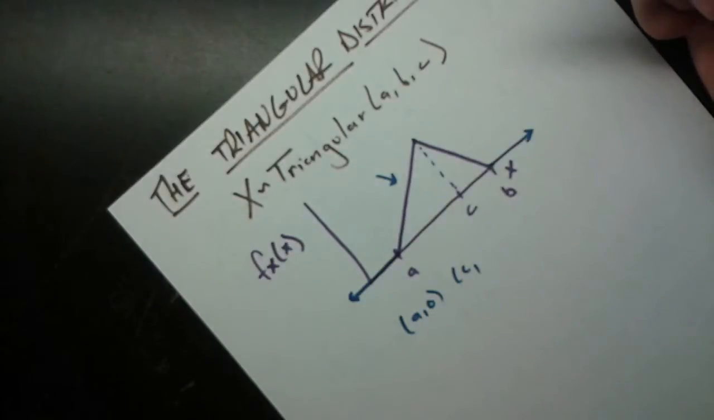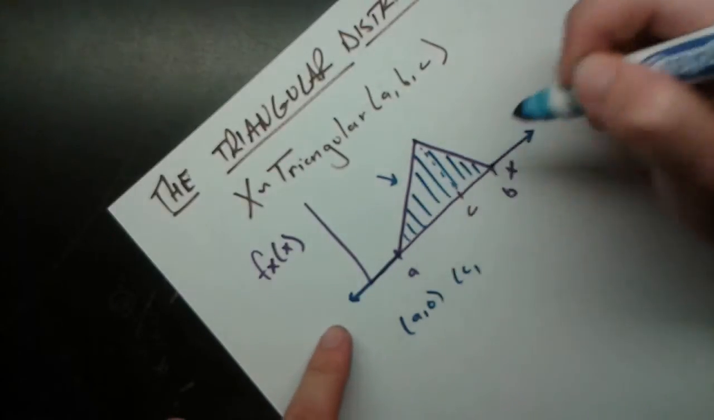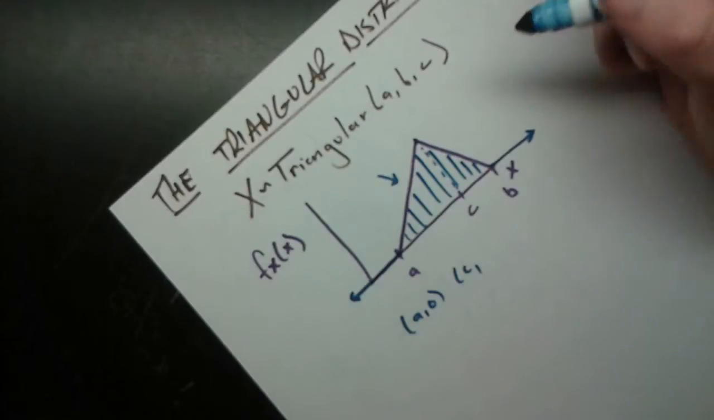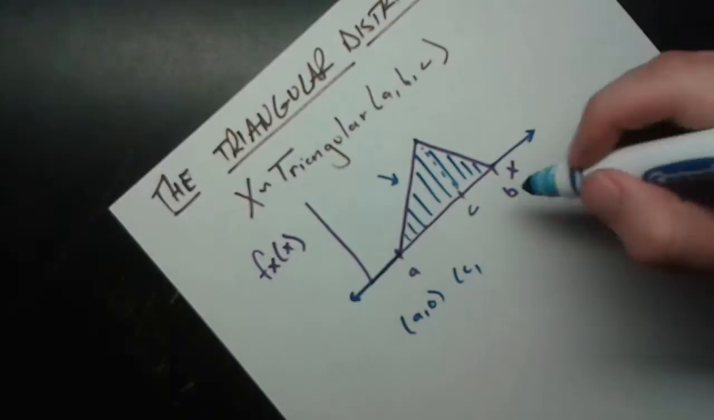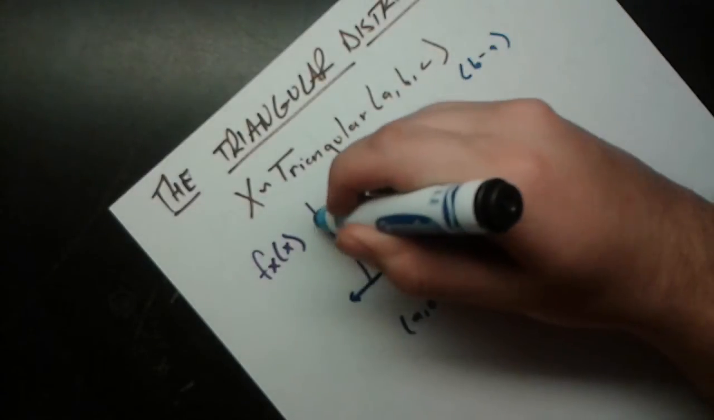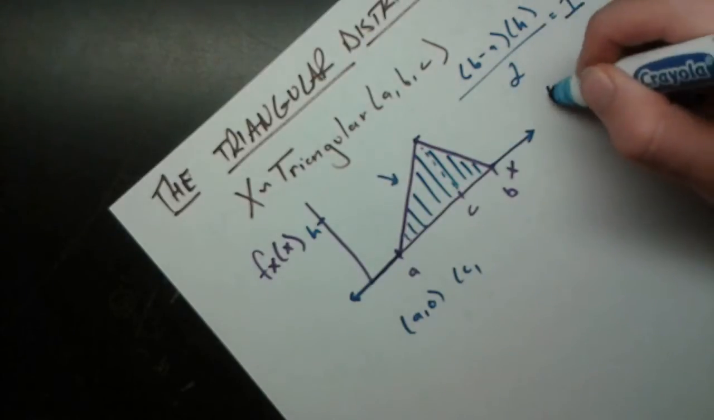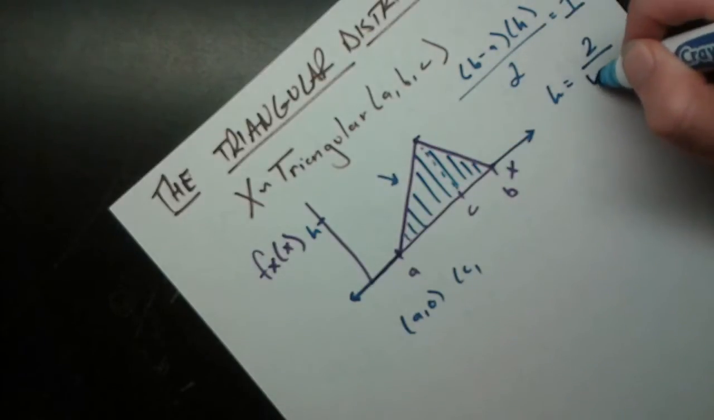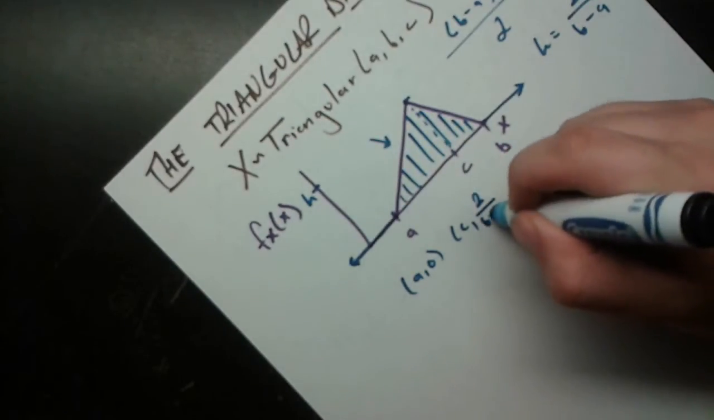Now that seems problematic at first, but we see that it's easily findable because since this is a PDF, this whole area down here must integrate to 1. So we don't even need to use any integrals because it's a triangle. We'll just use the area formula. So base times height over 2. Base is b minus a. Height is the thing we want to find, so we'll call it h for now. Divided by 2 must equal 1. We see the height is easily given by 2 over b minus a. So we're going to put 2 over b minus a here.